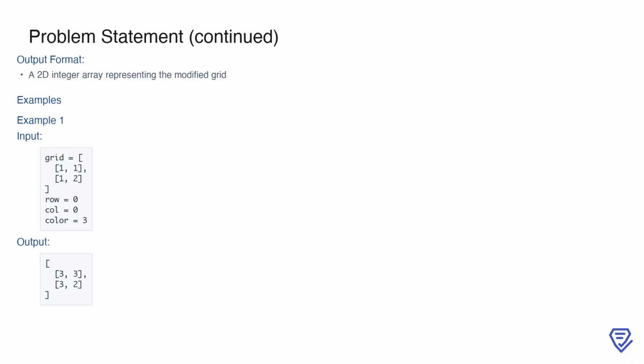Suppose the input grid is a 2x2 matrix, where the top left and top right cells have the value 1, and the bottom right cell has the value 2. The starting cell is at 0, 0, which is in the top left corner, and the new color is 3. The output grid will have the top left, top right, and bottom left cells changed to 3, while the bottom right cell remains 2. This is because the connected component includes the cells with the value 1 that are reachable from 0, 0. The border cells of this component are those that touch the grid boundary or are adjacent to a cell with a different color, which in this case happens to be all the cells in the connected component.